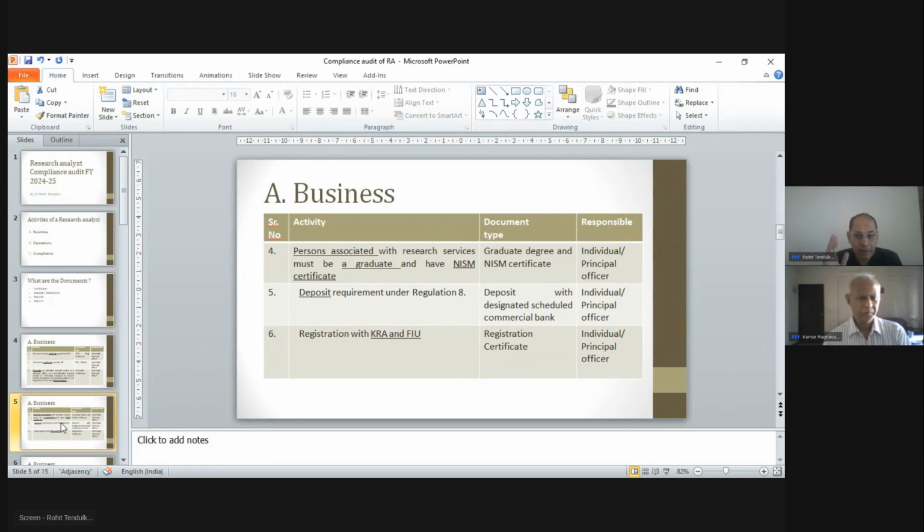The compliance part is that every time the limit on the number of clients is crossed, this deposit must be an addition to the previous one. The responsibility is cast on the individuals or the principal officer of the non-individual category. Point number 6, registration with KRA and FIU. They issue registration certificates, and it is the responsibility of the individual and principal officer as applicable.